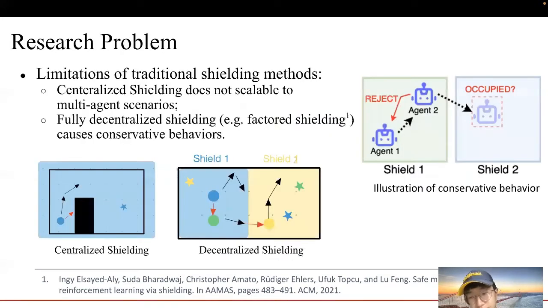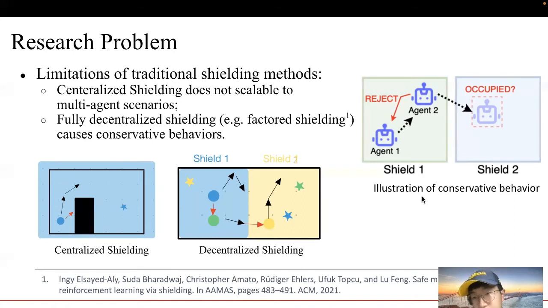And there is a dilemma in algorithm design: the centralized method does not scale to multi-agent scenarios, and a fully decentralized algorithm causes conservative behavior because of lack of information. For example, centralized sharding synthesizes a shard to monitor the whole state space. Fully decentralized sharding divides the state space into multiple parts and synthesizes different shards to monitor each part. For each shard, it only cares about the agents inside it, and it doesn't have information about agents in other shards. That's why it may have conservative behavior.